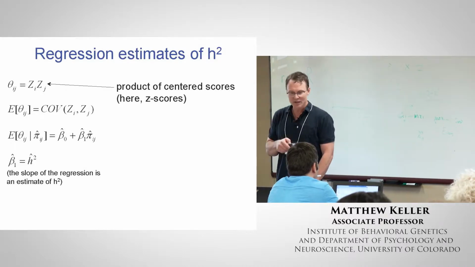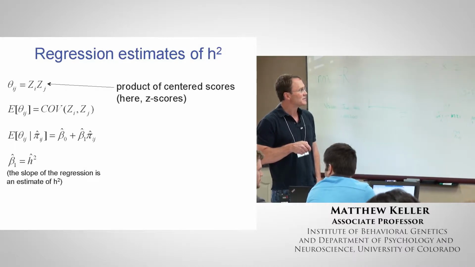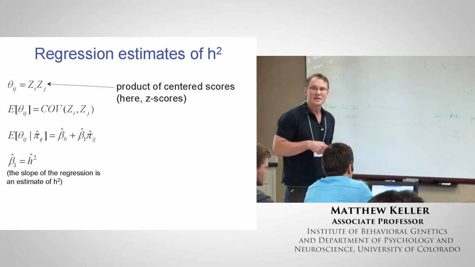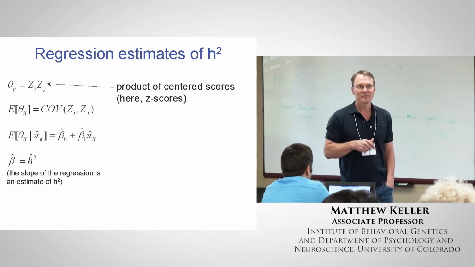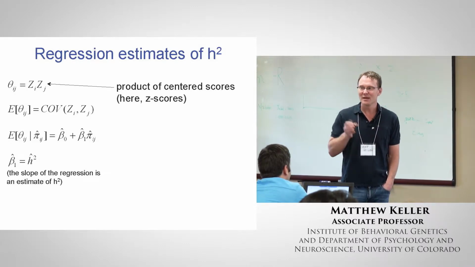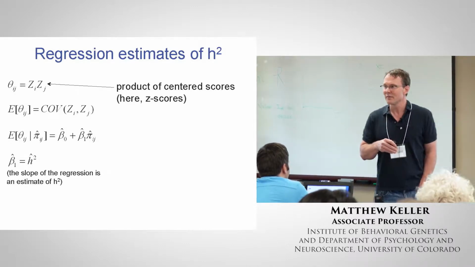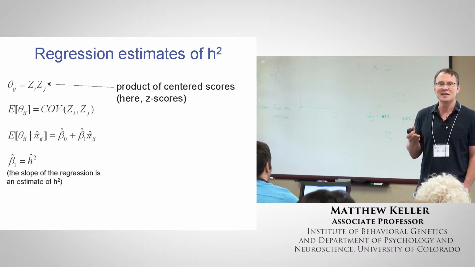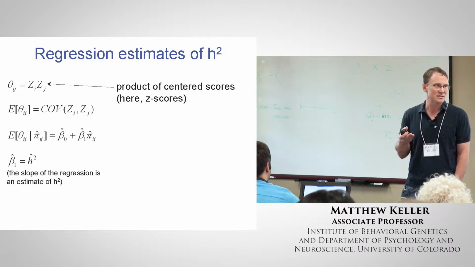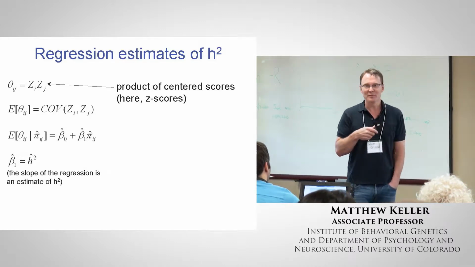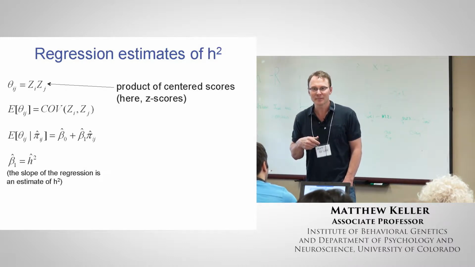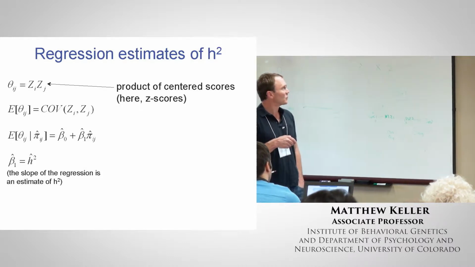So we can call theta ij, where i and j index individuals. So here we have two different individuals, and theta is just the product of their two centered phenotypic scores. You take their phenotype and subtract the mean from every individual. In this case, we can do one better and standardize those, so these are z-scores. If they're not z-scores, then everything I'm talking about will be covariances. If they're z-scores, everything I'm talking about is in correlation terms. So these are products of two z-scores.